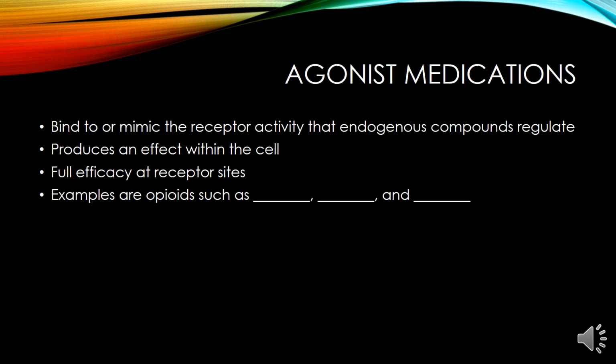Next, we will talk about agonist medications. These are medications that bind to or mimic the receptor activity that endogenous compounds regulate. So endogenous compounds are those that are found within the body. They produce an effect within the cell. Full efficacy at the receptor site occurs, meaning that these drugs have a full effect. Some examples of these medications are opioids such as morphine, oxycodone, and hydrocodone.